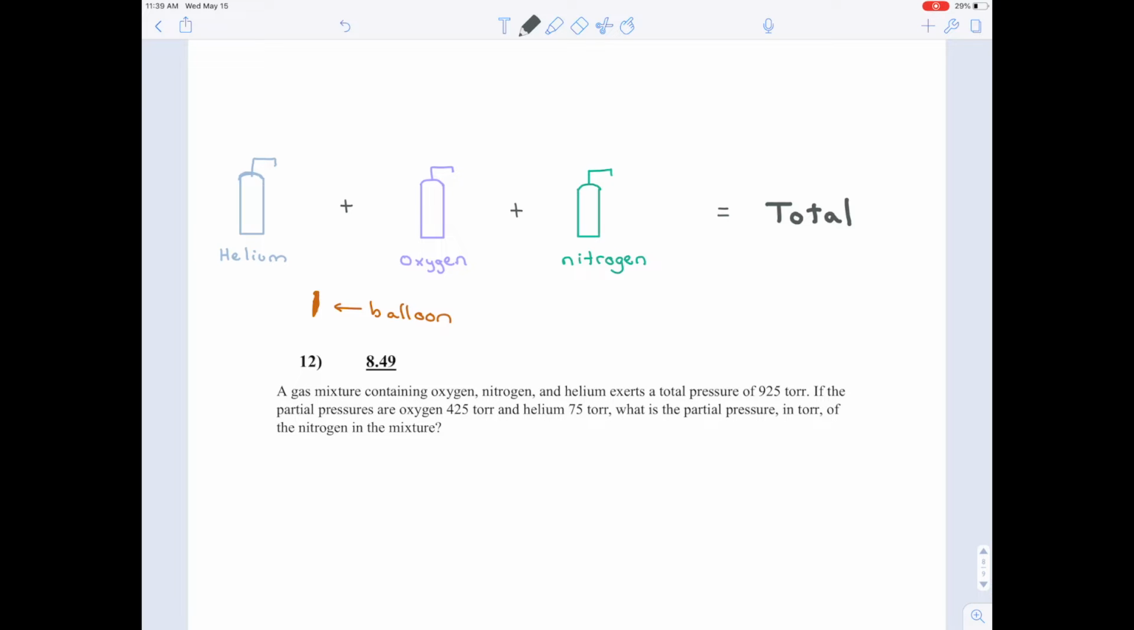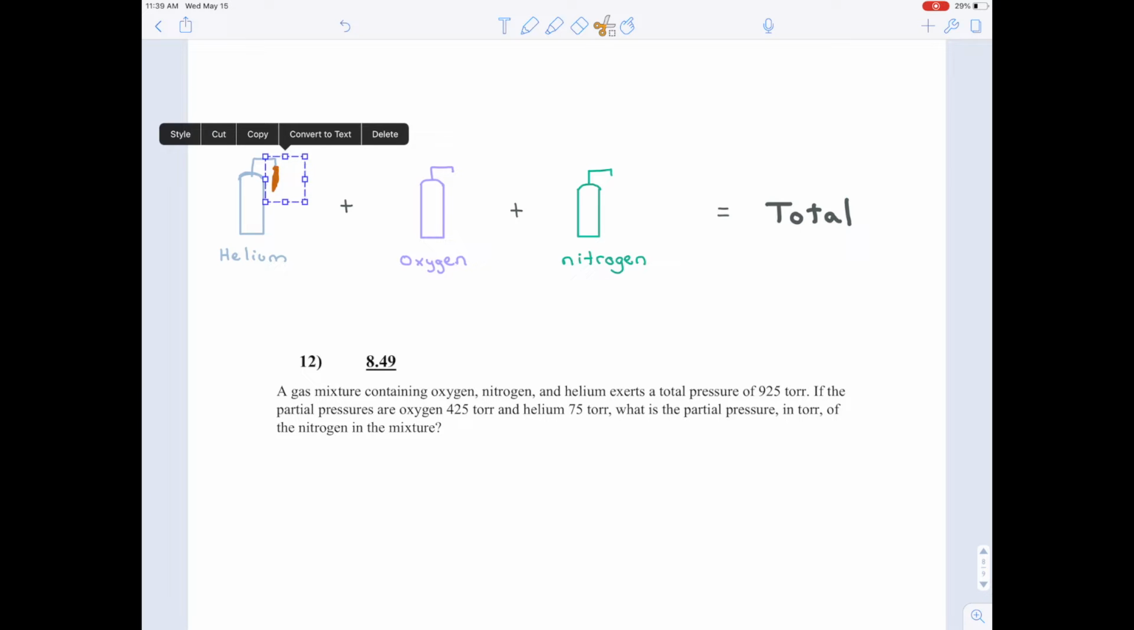So question 12 in chapter 8 has to do with partial pressures adding up to give you a total pressure. First, to really grasp this, I think it'd be easiest through an illustration. Let's take this balloon here. So that's what that is. I'm going to erase that. We need that explanation.